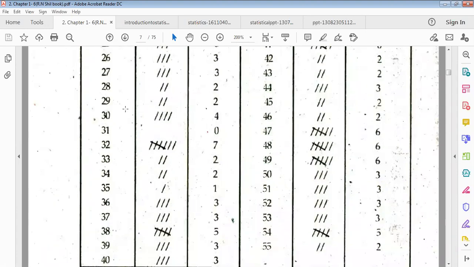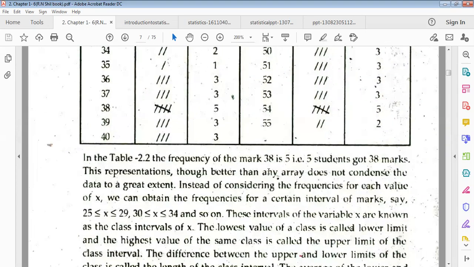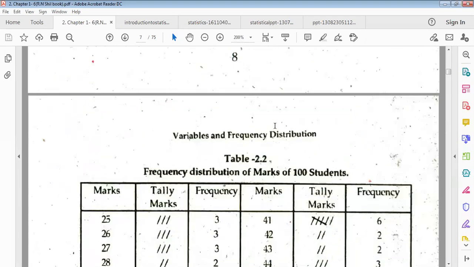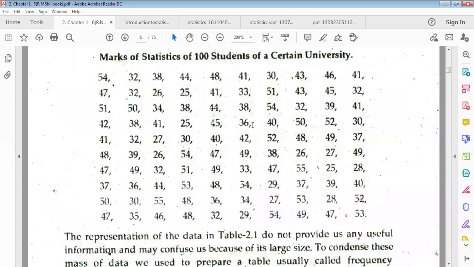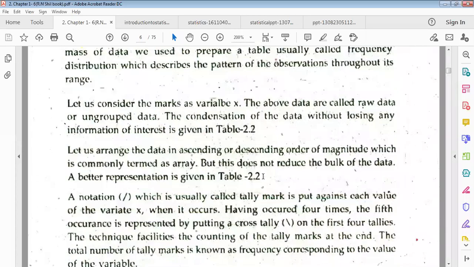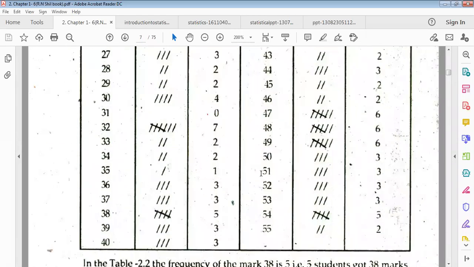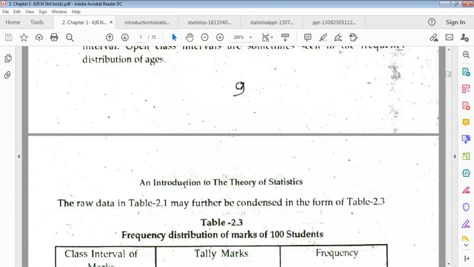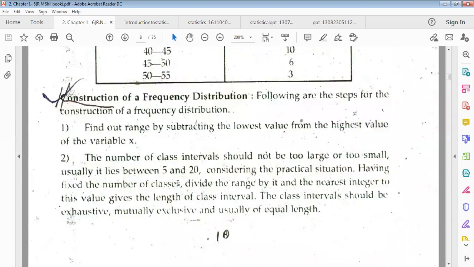In discrete data, 25 is the lowest value and 55 is the highest value. In this whole discrete data, the marks of 100 students, 25 is the lowest and 55 is the highest value. First of all, you have to find the range by subtracting the lowest value from the highest value.